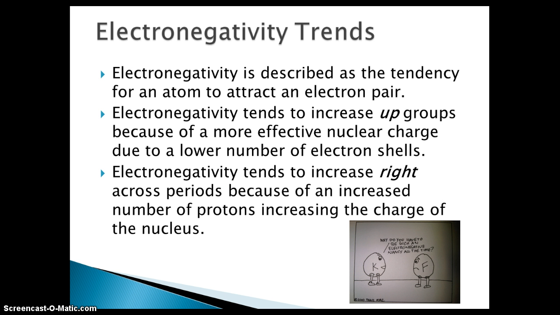Alright, on to electronegativity. Electronegativity is described as the tendency for an atom to attract an electron pair. Electronegativity tends to increase up groups because of a more effective nuclear charge due to a lower number of electron shells. Electronegativity tends to increase right across periods because of an increased number of protons increasing the charge of the nucleus.